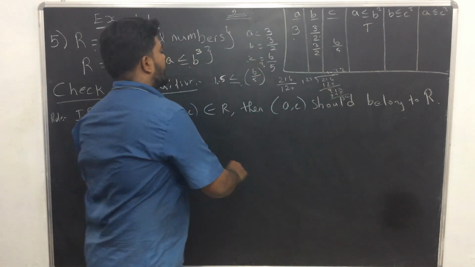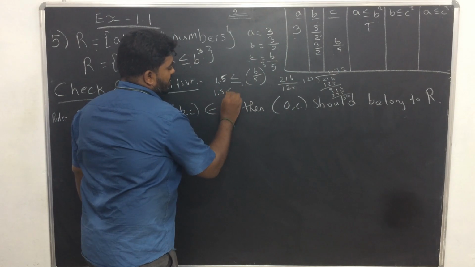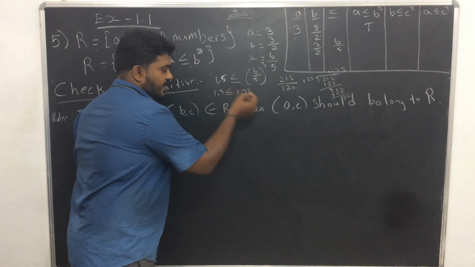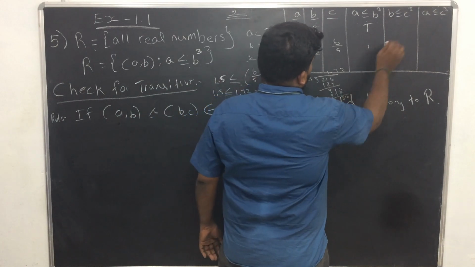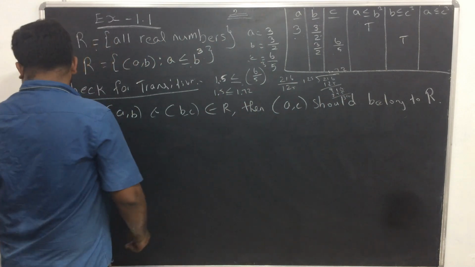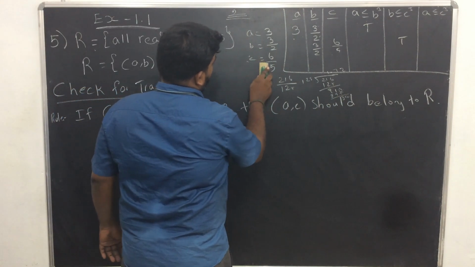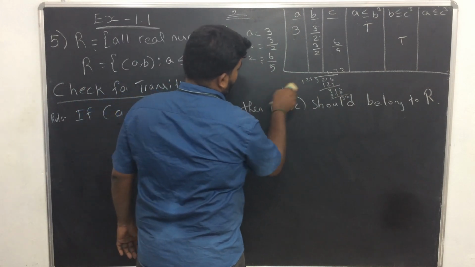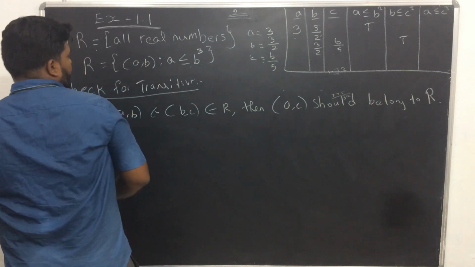We get 1.72. So 1.5 is less than or equal to 1.72. Of course, this is less than 1.72. So this relation also is true, which means B comma C lies in the relation R. Now that we have checked for A comma B and B comma C, we will move on to checking for A comma C. That is the final check. If A comma C belongs to R, then we are done with this, right?